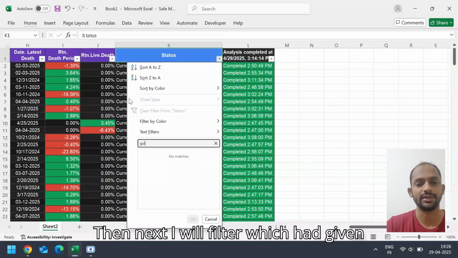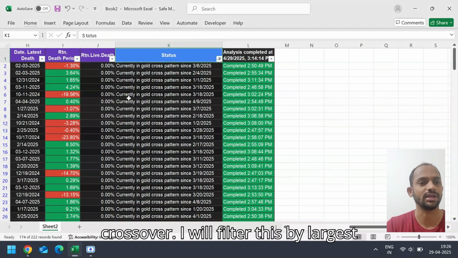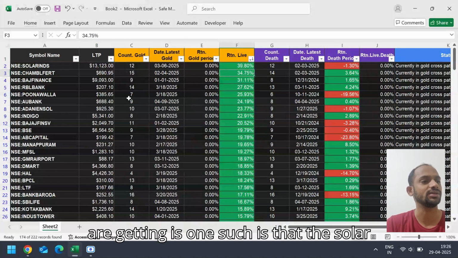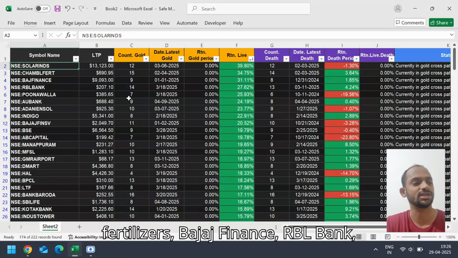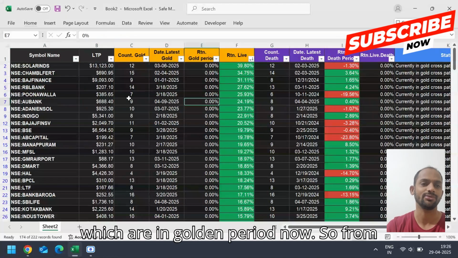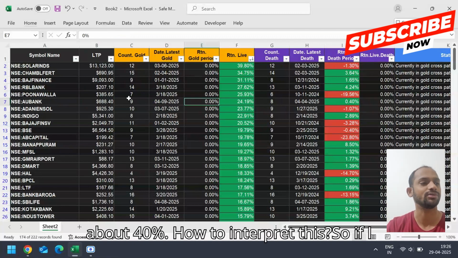Then next I will filter which had given the highest return since the golden crossover. I will filter this by largest to smallest. So the stocks we are getting are Solar Industries, Chambal Fertilizers, Bajaj Finance, RBL Bank, Poonawalla. So these are the stocks which are in the golden period now. From that golden crossover, its live return is about 40%.